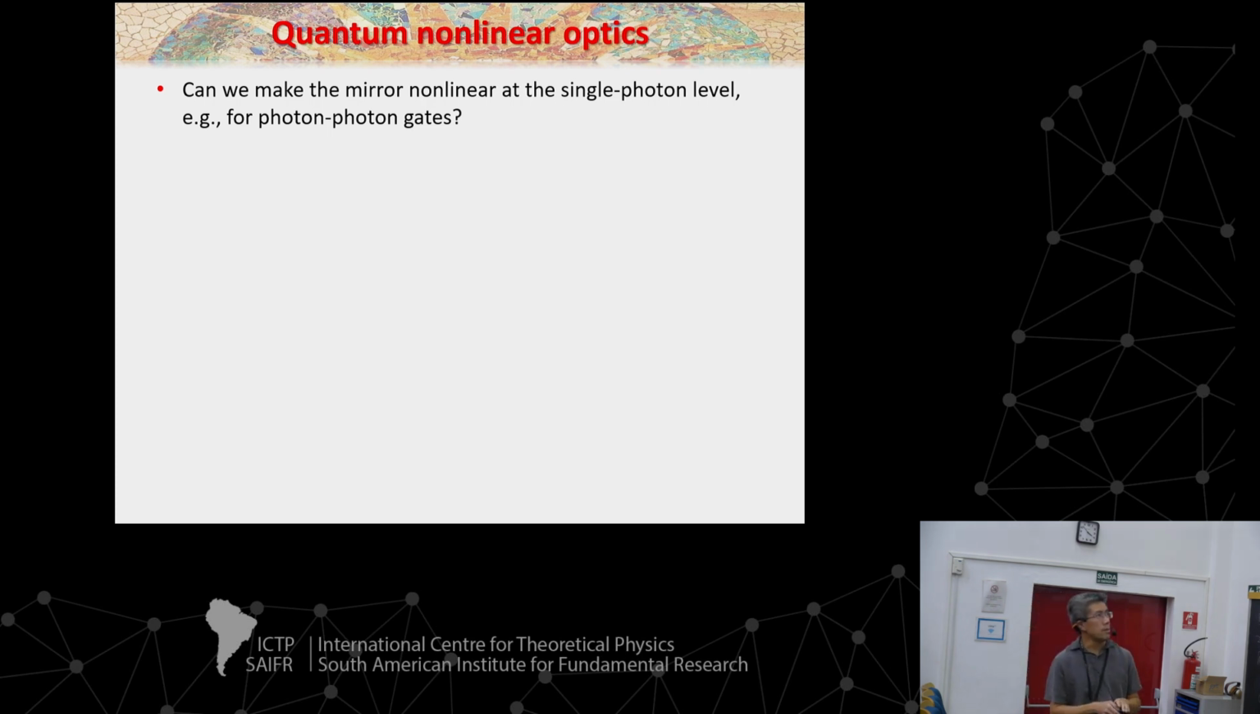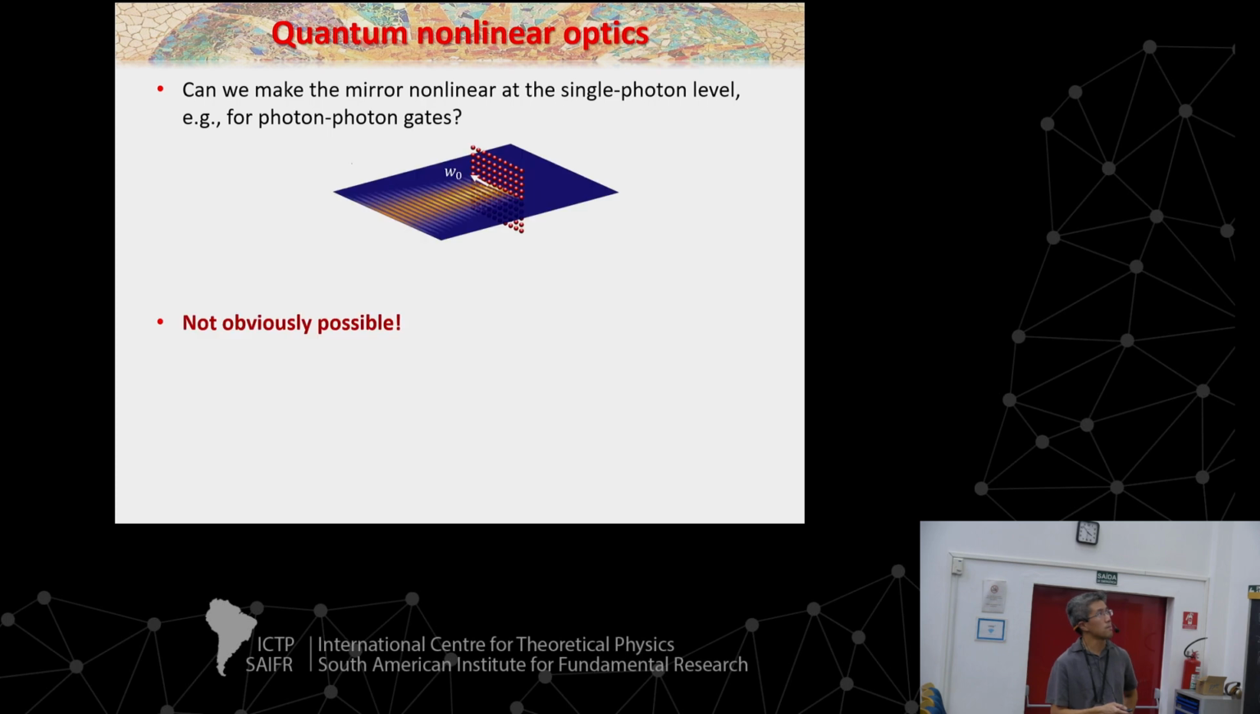So maybe I'll take a few more minutes just to tell you how to implement a photon-photon gate, just to complement what I told you earlier today about the Maxwell-Bloch equations. And so the first question is, what if I just have an array of 2-level atoms? That is not obviously possible.